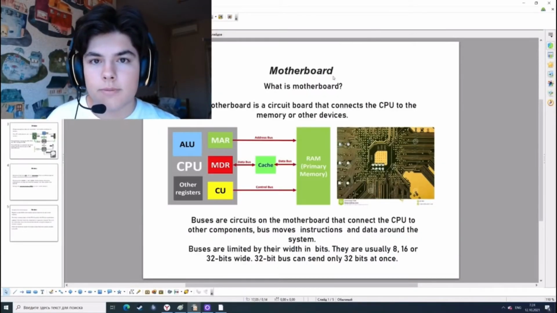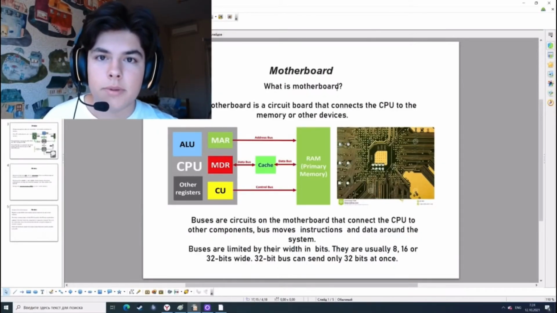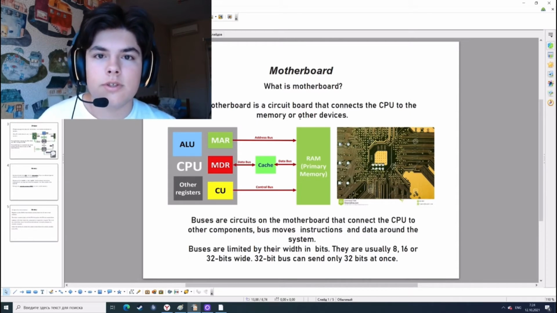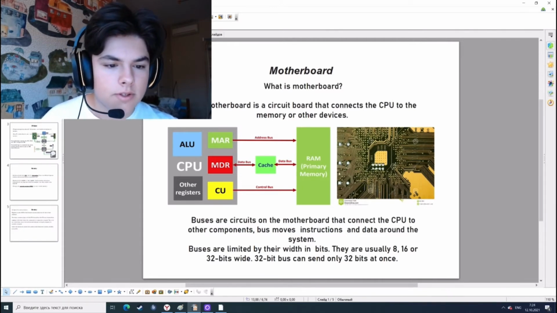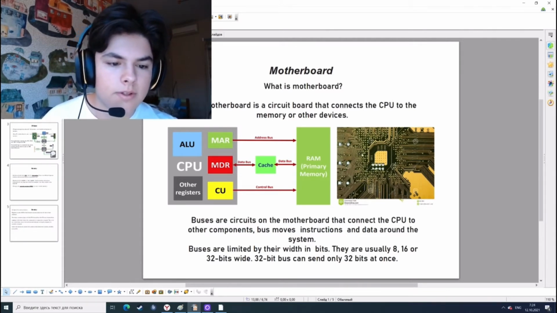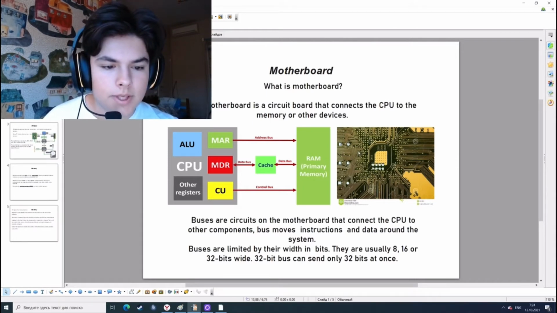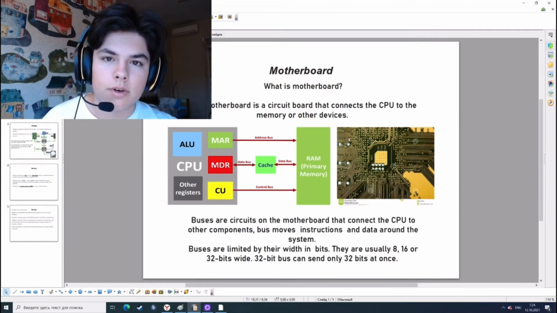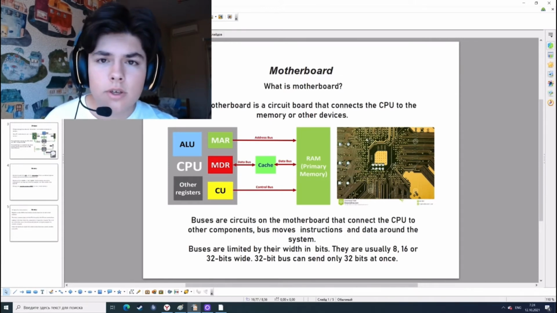Hello, this is a lesson about the motherboard, buses, and the memory. Motherboard? What is a motherboard? At first, a motherboard is a circuit that connects the CPU to memory or other devices. As you see in this second picture, there are small lines, and they are called buses. A bus connects the CPU to other components of the motherboard, and it moves instructions or data across the motherboard.